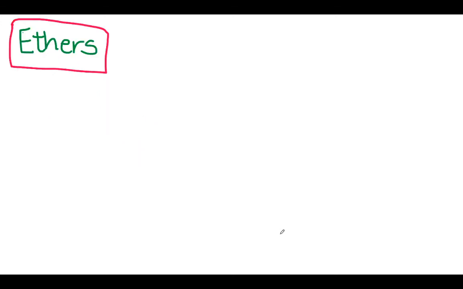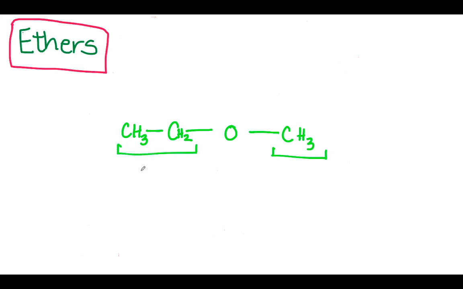Okay, now we're going to take a look at a few ethers. As I mentioned earlier, for an ether, we've got an oxygen that's bonded to 2 different carbons, right? And on one side, we're always going to have a shorter chain, and on the other side, a longer chain. So here we've got a methyl group, and here we've got an ethyl group, right? And we want to start off our naming with the shorter section.